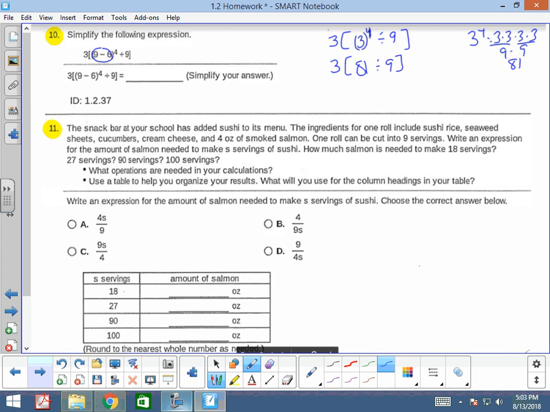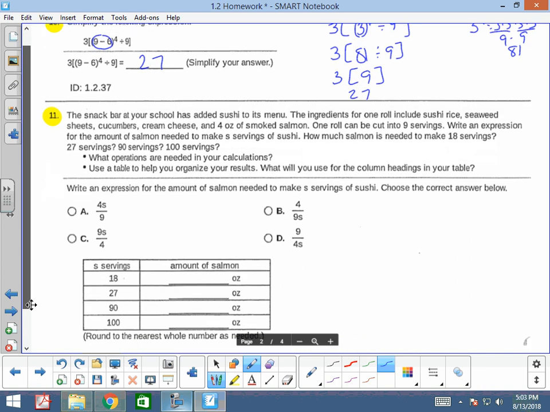Now I'm going to divide by 9 because we're still working inside the brackets. And now I can multiply 3 times 9. So this answer is 27. Remember, these are just examples. You're not going to have these exact problems.